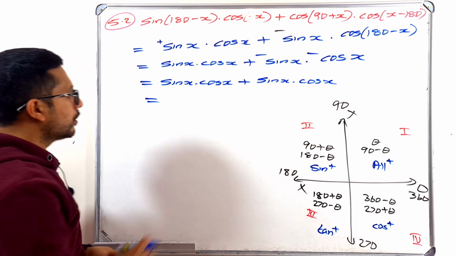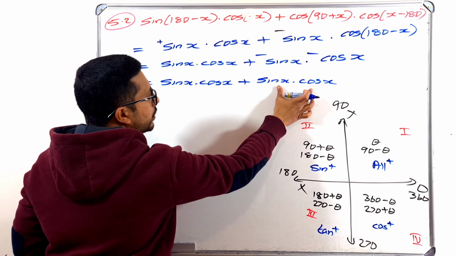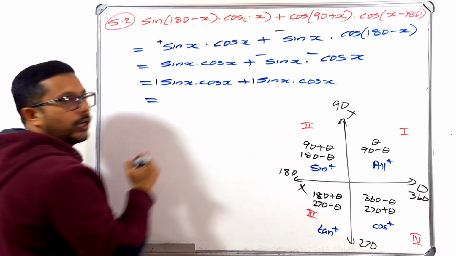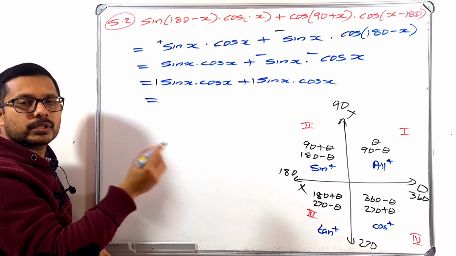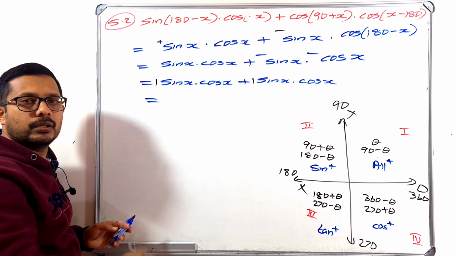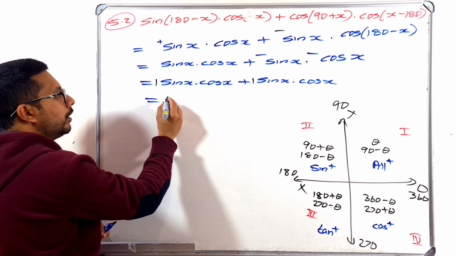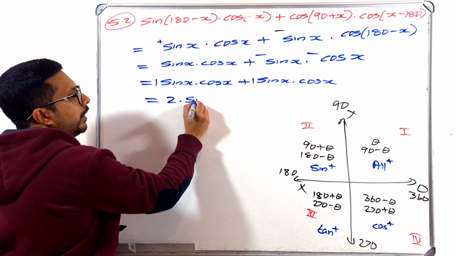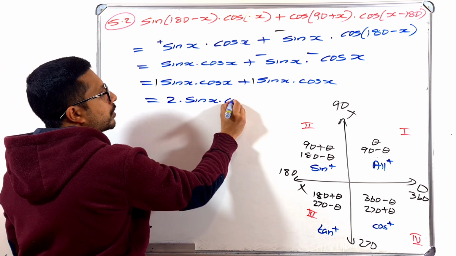Am I right? Sin x into cos x plus sin x into cos x, or you can say this is 1, here also 1. So 1 sin x cos x plus 1 sin x cos x. So how many sin x cos x are there? It is 2 sin x cos x.